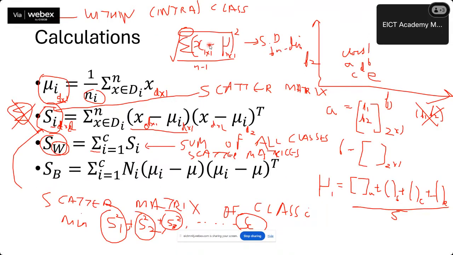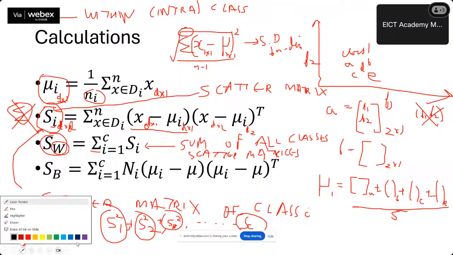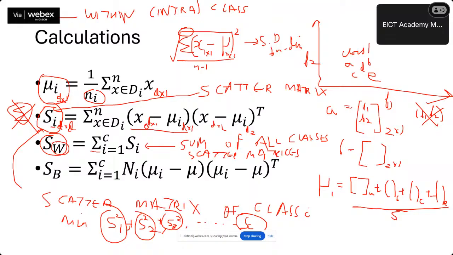So how do I do that? Just like I was taking the scatter matrix within class, I take the scatter matrix between classes. So this is what I call the scatter matrix between classes. So SB says what the scatter is, what the variance is, but not the variance intra to a class, the variance or the scatter between classes.